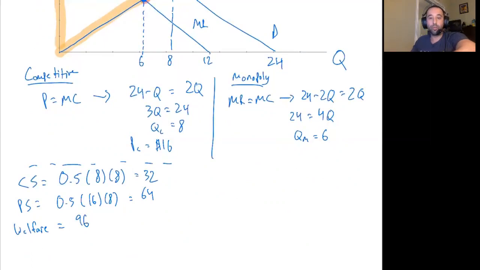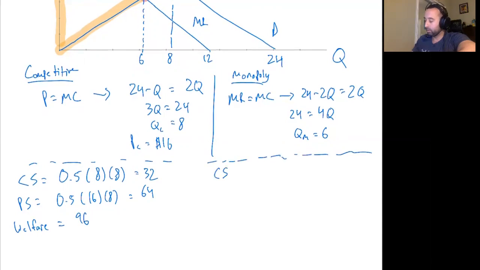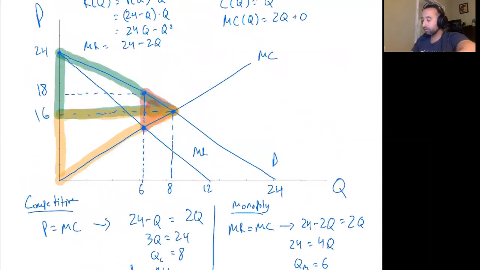So we have a welfare of $96 in our competitive market here, okay? How about for the monopoly? Again, we have a consumer surplus and a producer surplus for the monopoly. Let's take a look. The market price for the monopoly is 18. So the consumer surplus, using our definition, is the area under the demand curve up until the market clearing price and stopping at the equilibrium quantity.